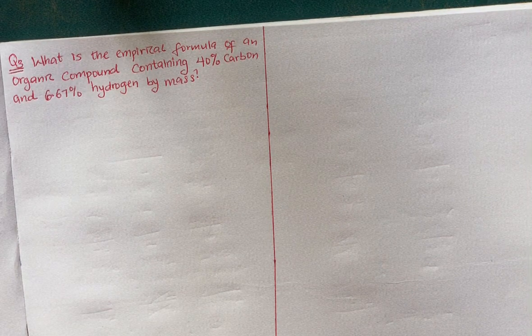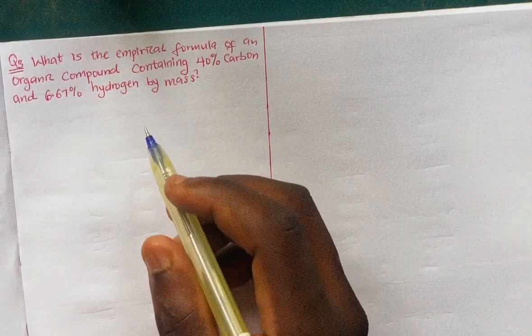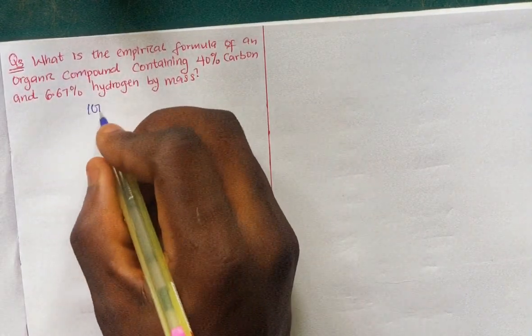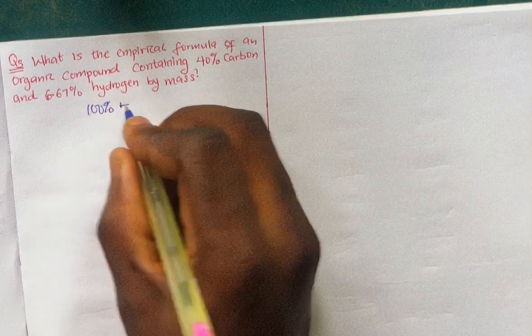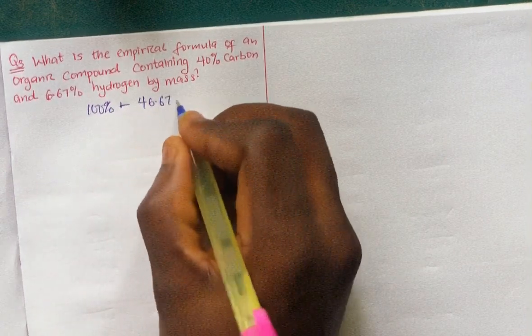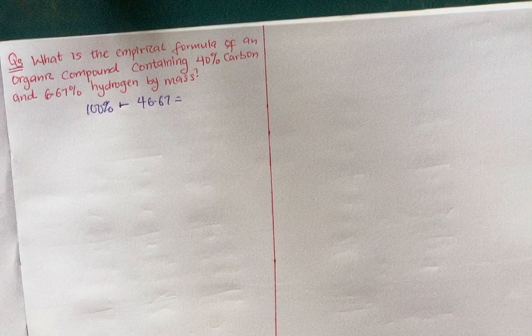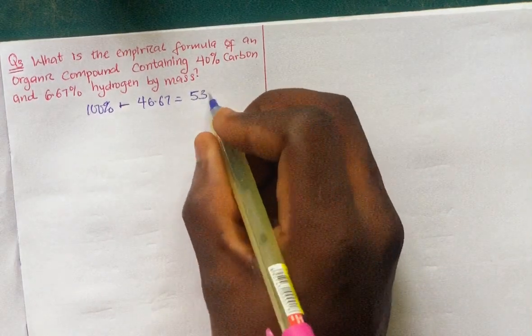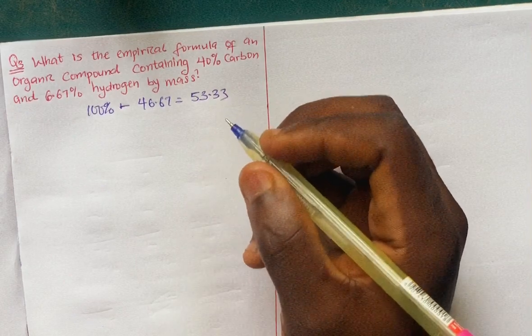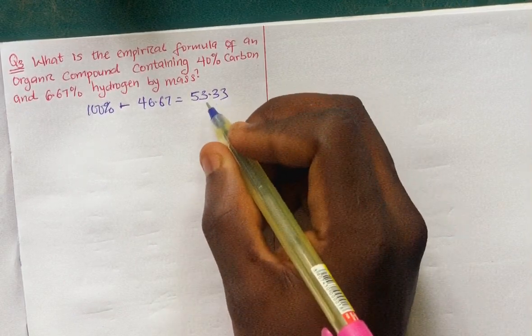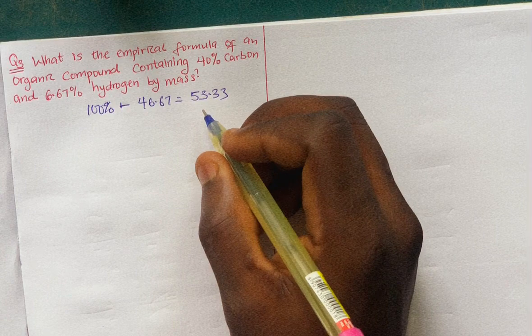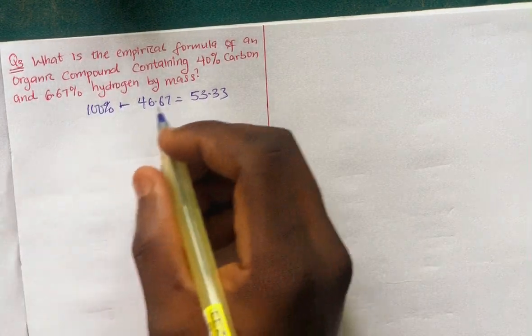So in this case, what is the empirical formula of an organic compound containing 40% of carbon and also 6.67% of hydrogen? So in total, everything here is just 46.67. Then let's just subtract 100% by 46.67. 100 minus 46.67, the answer is 53.33. So in this case, it shows that oxygen has the total percent of 53.33.